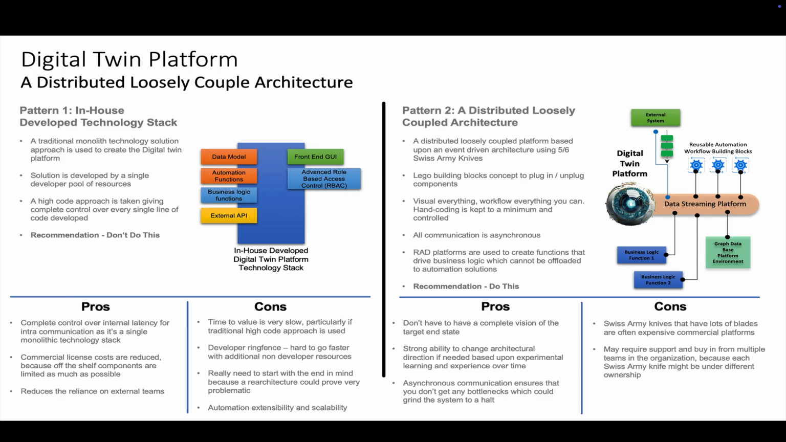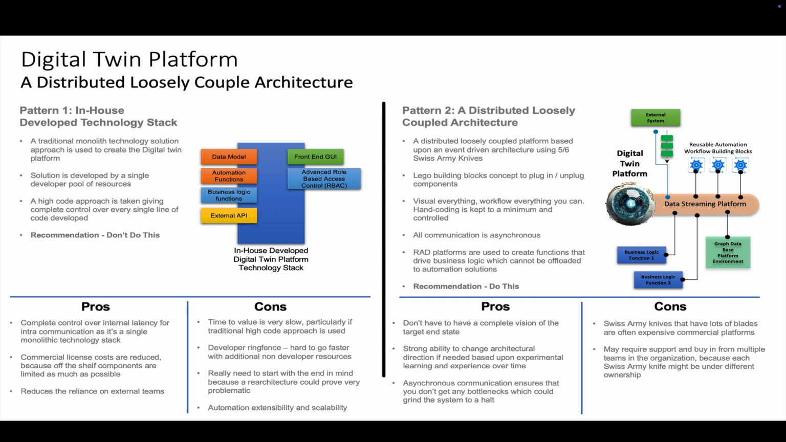With a distributed architecture, it's important to ensure that a constraint in the system, such as a slowdown or break in communications, does not cause the entire platform to grind to a halt. To ensure that is never a problem, all forms of communication within the digital twin platform system and external systems are asynchronous in nature. Rapid application development, or RAD platforms, are used to create functions that drive business logic which cannot be offloaded to automation solutions.